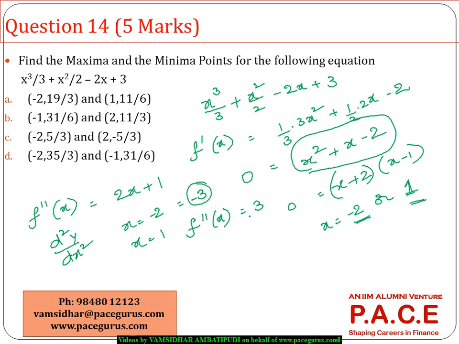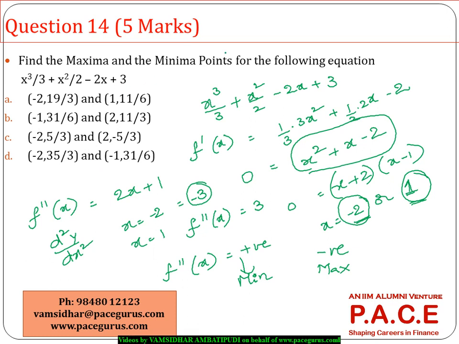So wherever the second derivative is positive, I'll have a minimum value at that point. If the second derivative is negative, I'll have a maximum value. So the maximum value will occur at x equal to minus 2. The minimum value will occur at x equal to 1.